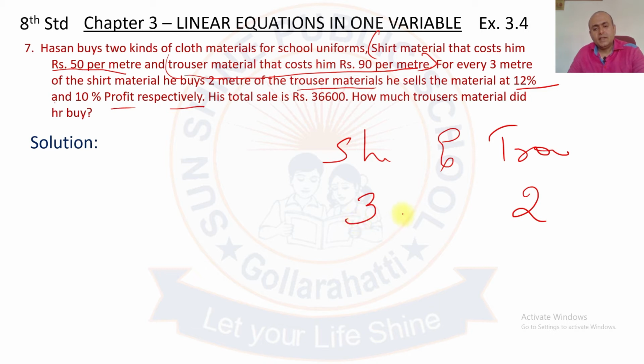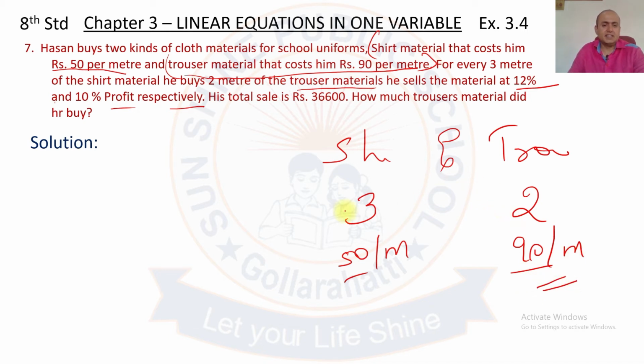Shirt material is 50 rupees per meter and trousers is 90 rupees per meter. He makes a profit of 12% and 10%, 12% profit on 50 and 10% profit on 90. And next, his total sales is rupees 36,600. Here they have not given the total meters purchased of shirt and trouser material, but only the ratio of 3:2 and the profit of 12% and 10%.